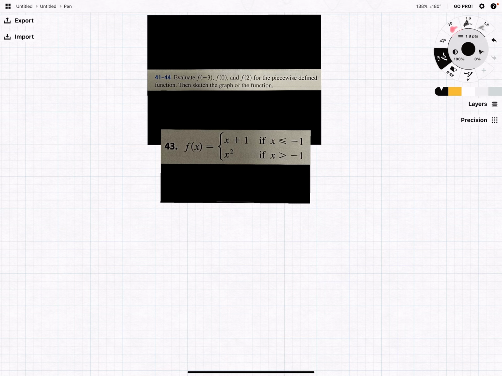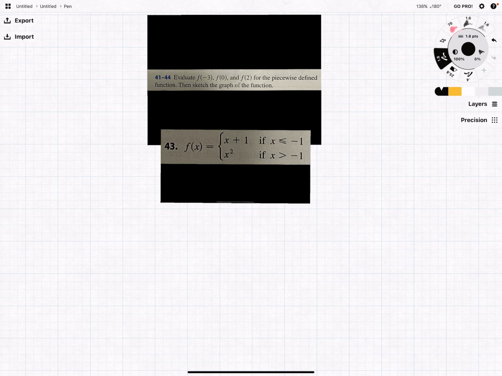So looking at 43, it says f of x equals x plus 1 if x is less than or equal to negative 1. Then it says that f of x will be x squared if x is greater than negative 1.